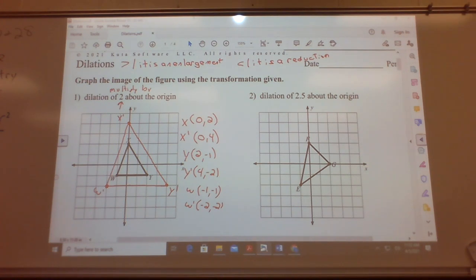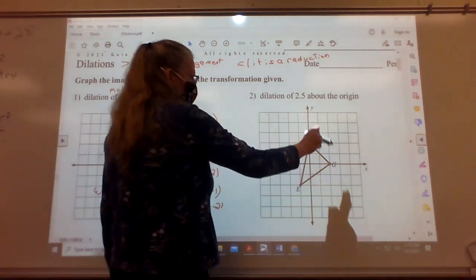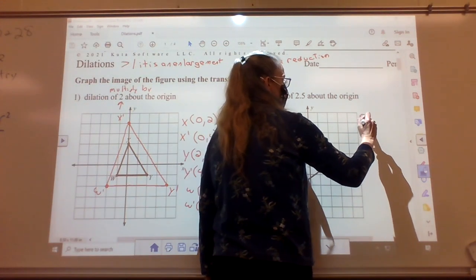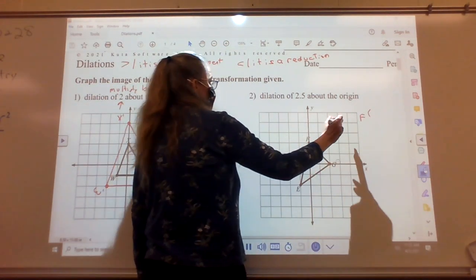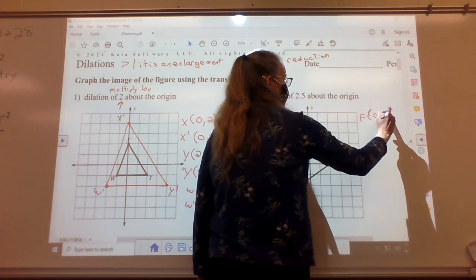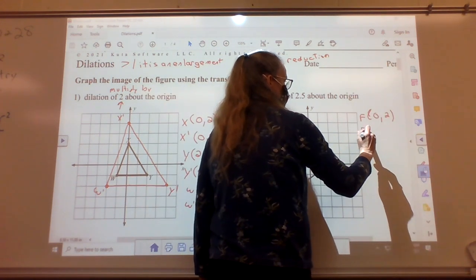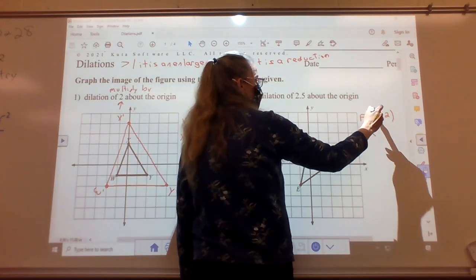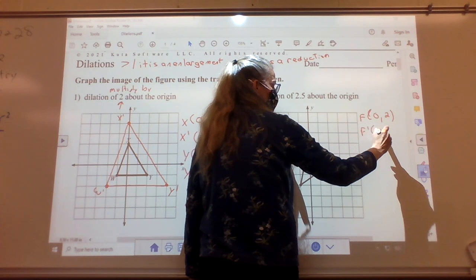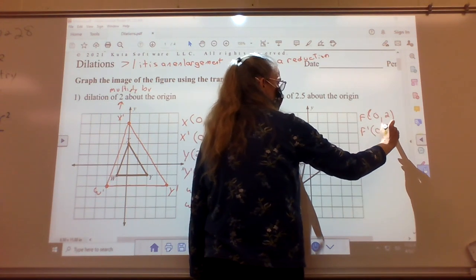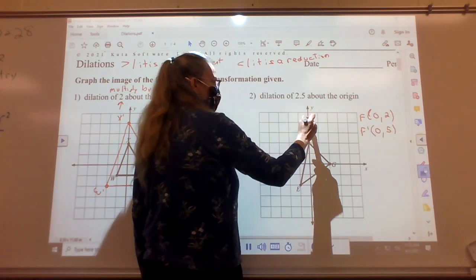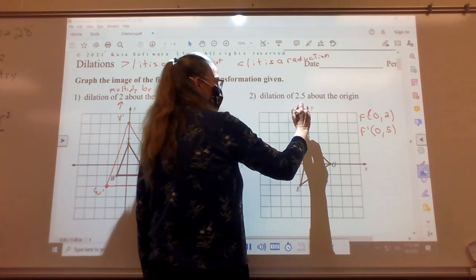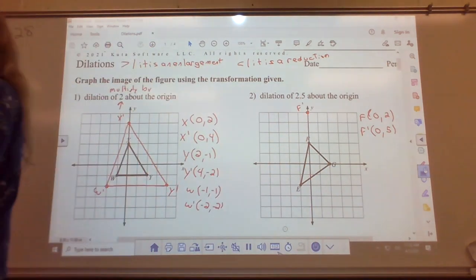So number 2, we're going to do the exact same thing. Find your coordinates. So F, 0, 2. The new F, this time I'm multiplying by 2.5. Well, 0 times anything is 0. 2 times 2.5 is 5. So my new F is up here. That's my new F.